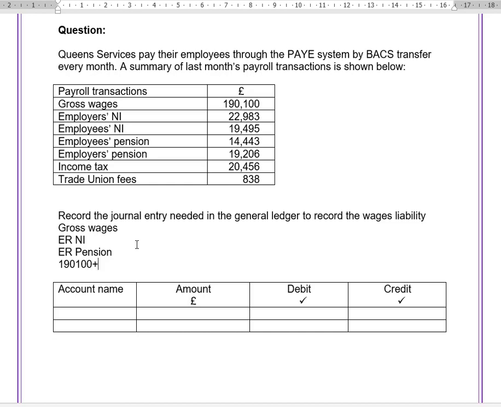That will be 190,100 plus the employer's NI plus the employer's pension. Those are additional costs that the company will incur in addition to the gross wages, and that will all together be posted into a journal. So I'm just going to drop in the amount straight away in there.